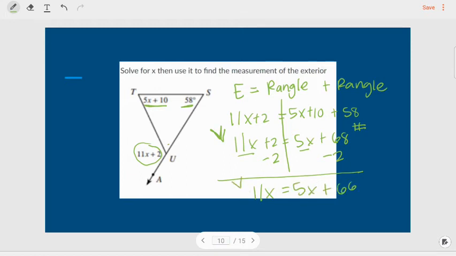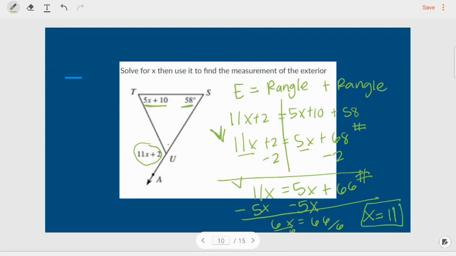If this is my variable side, it's how I want it to be. If this is my number side, not quite how I want it to be. I don't want 5x. It's not just a plain old number. So I'm going to minus 5x because it's a positive I'm adding. And I'm going to be left with 6x equals 66. And that's something I can divide by 6 and solve. 66 divided by 6 is 11. Now, remember that's only half your answer.